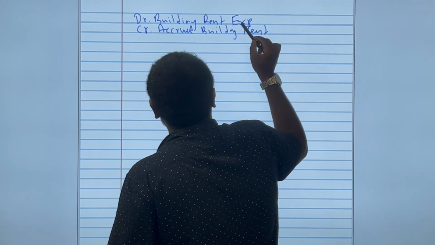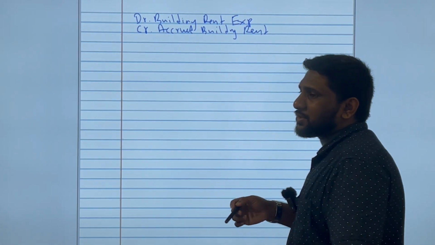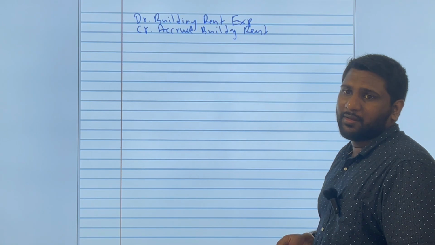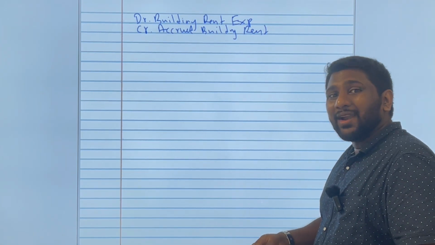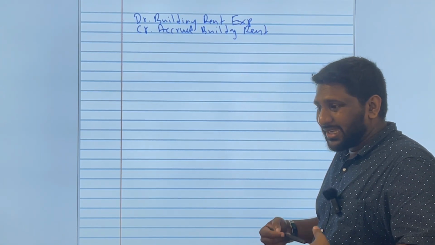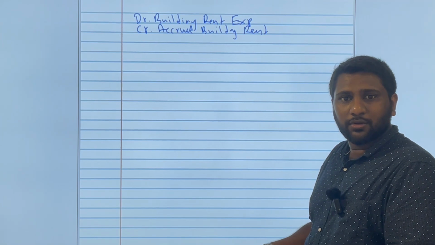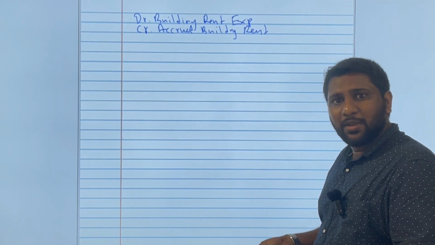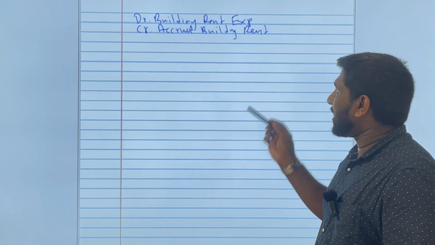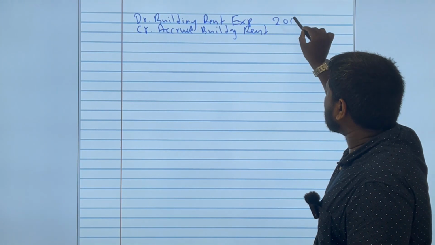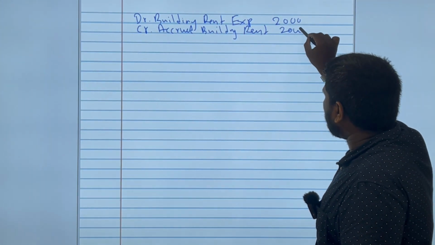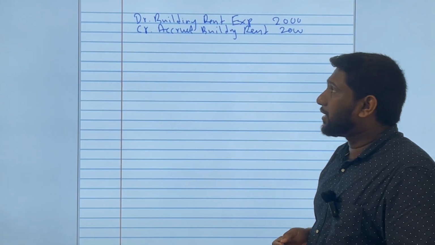Accrued building rent means what? It is a liability. Accrued building rent which is not yet paid, building rent payable, because that 2000 you have not yet paid. If you have not yet paid, you have to pay it. So you have a liability, you have an obligation. That 2000 is an obligation for you, a liability for you. So liability increases, it's a credit record.